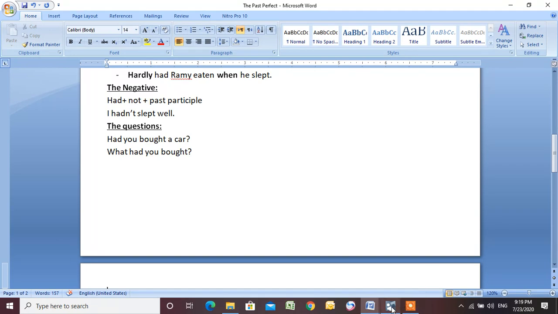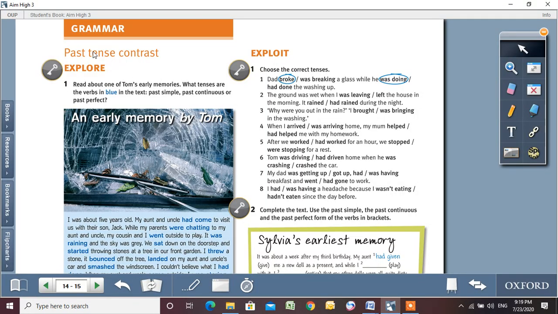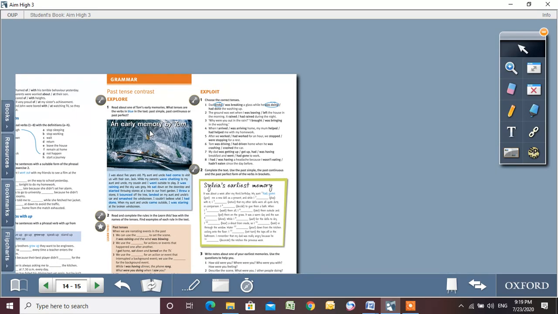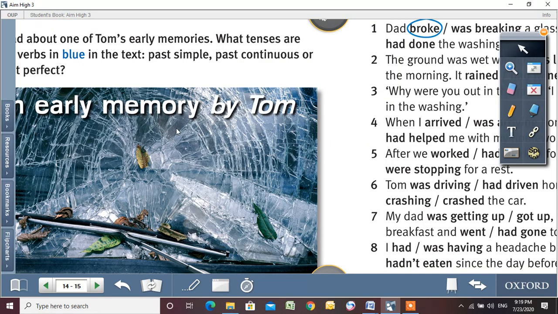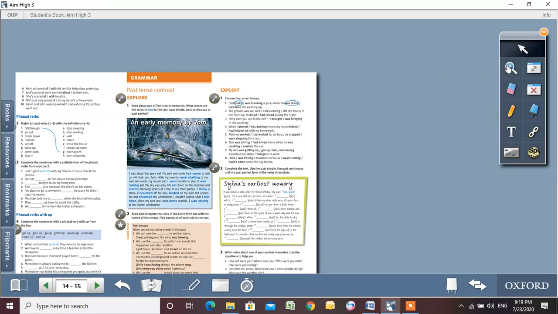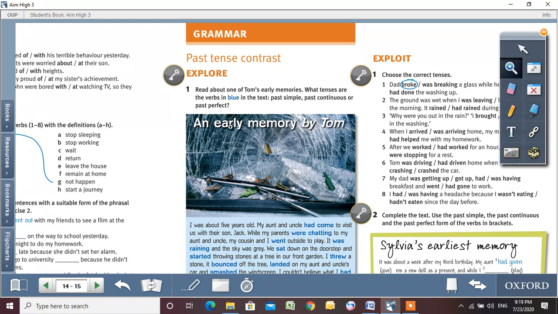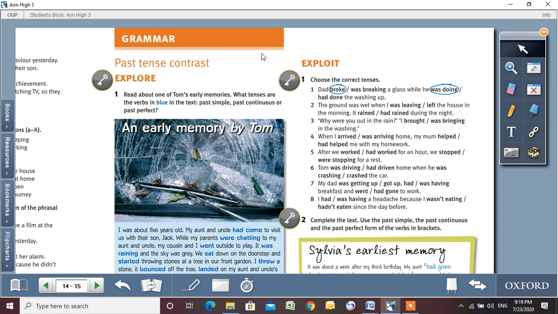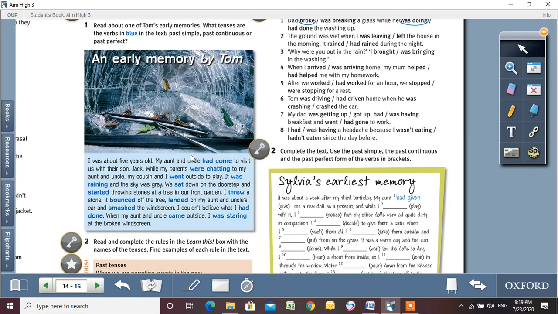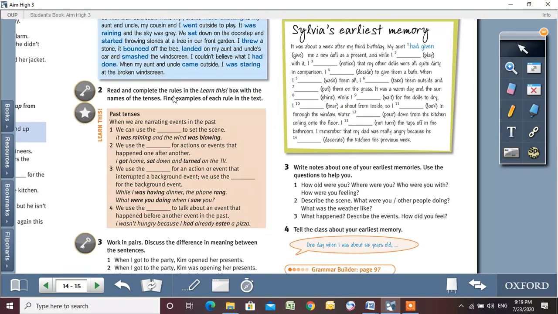Now let's take a look at your book. Again, it's past tense contrast, page 15. We have compared between the past simple, the past continuous tense, and the past perfect tense. Let's take a look at exercise 2. Read and complete the rules in the Learn This box with the names of the tenses. Find examples of each rule in the text. Okay, we'll just complete the rules.